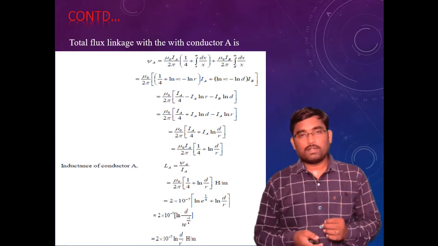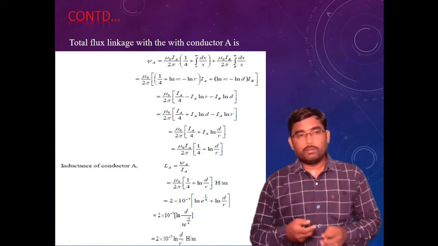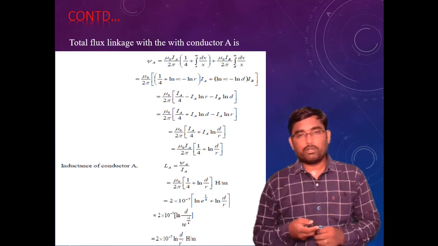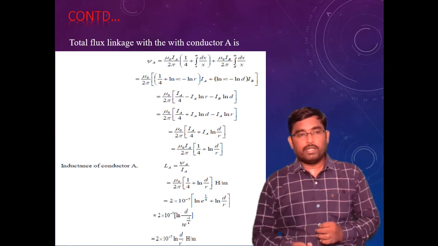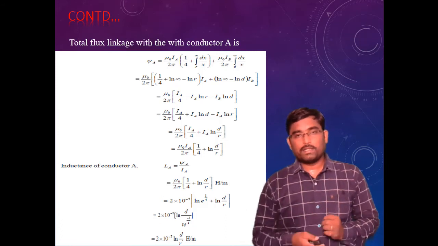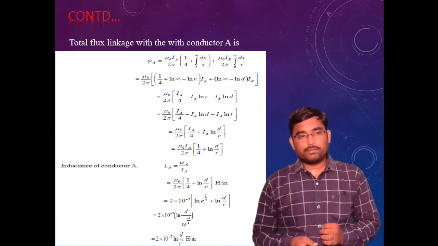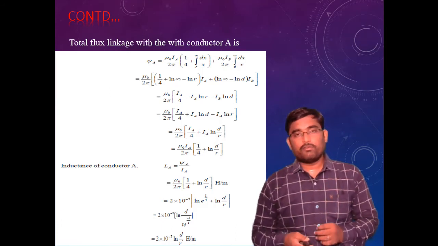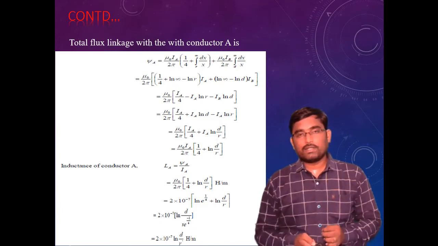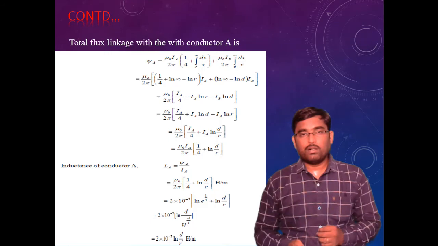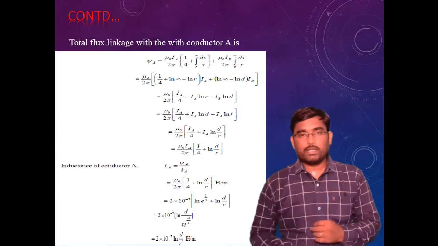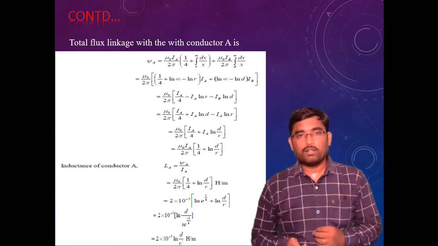I can write this 1 by 4 as ln of e power 1 by 4. Now it becomes ln of a plus ln of b, which I can write as ln of ab. So like that, 2 into 10 power minus 7 into ln of d by r into e power minus 1 by 4. Now it becomes 2 into 10 power minus 7 into ln of d by r dash, where r dash is e power minus 1 by 4 into r, which is generally 0.7788 into r. So this is the expression for inductance of conductor A of a single phase 2-wire line. Similarly, if you write the inductance of conductor B, you will get the same expression, 2 into 10 power minus 7 into ln of d by r dash.